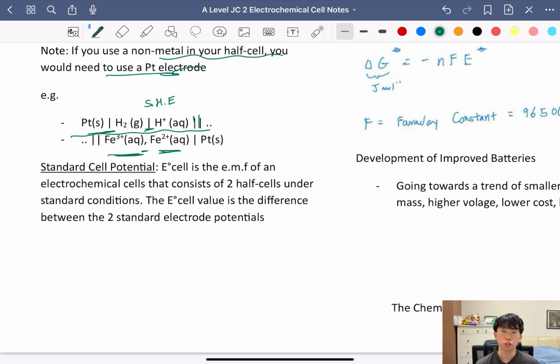So from all of this, you can also determine the standard cell potential. So this is the E0 cell. This is the overall cell potential, like mixing the two half cells together, right? And this is actually the electromotive force of your electrochemical cells that consists of the two half cells under standard condition. Again, standard is very important because we're talking about standard cell potential. Now, the E0 cell value, this is the difference between the two standard electrode potentials.